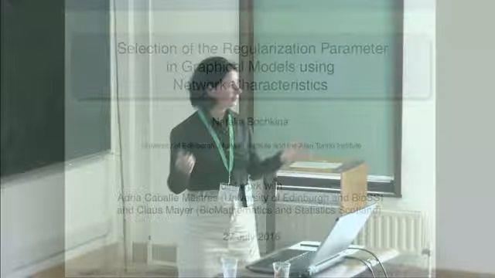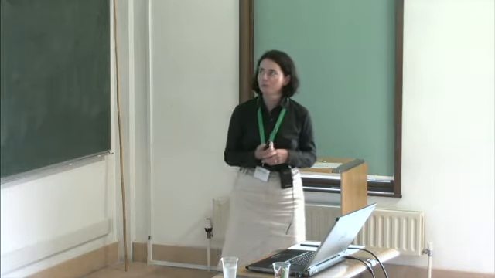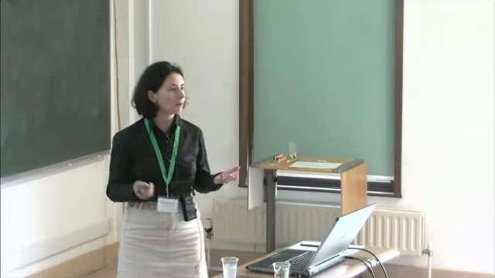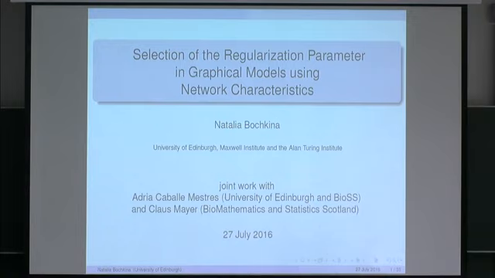So my talk is going to be different from most of the talks I've heard the last 3 days. What we're looking at is conditional dependence graph in Gaussian graphical models, and the problem we consider is the choice of the regularization parameter. The connection to the networks is that rather than viewing a graph as a graphical model, we look at it more as a network and try to use network characteristics to select the regularization parameter. I should also say that the work is driven by my PhD student Andrea Cabaya, who is co-supervised by me and Klaus Meyer from BIOS.